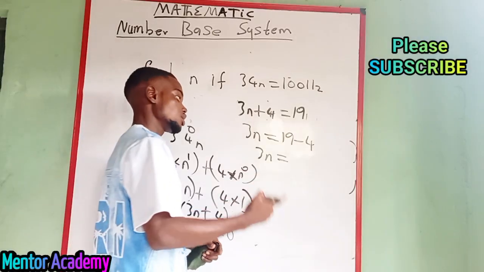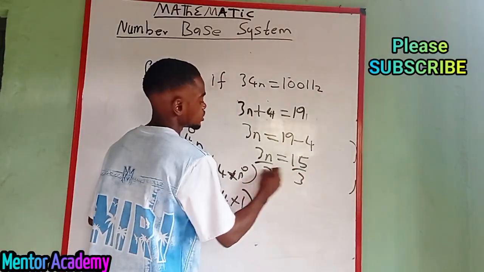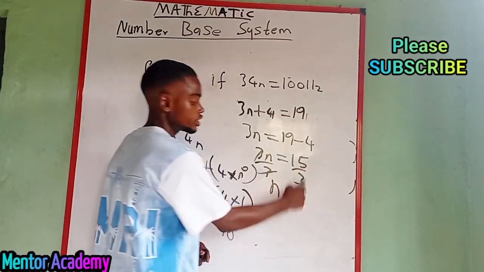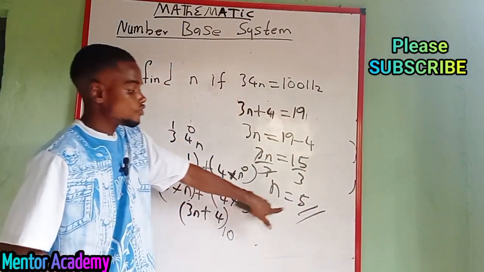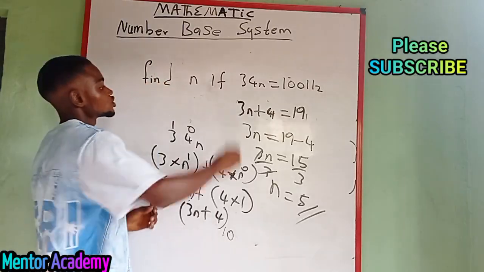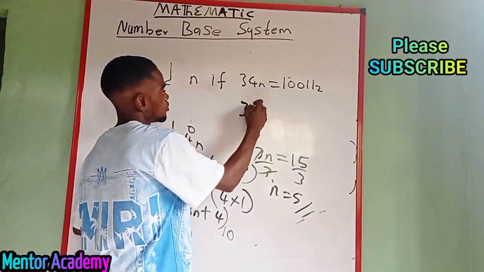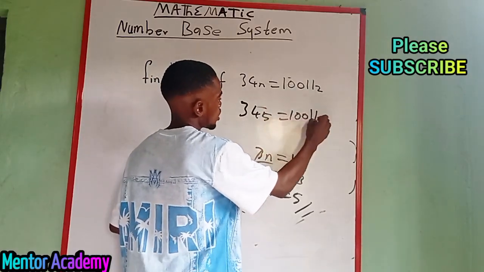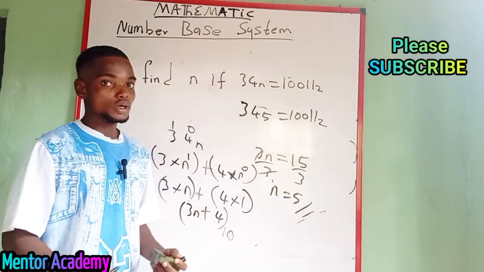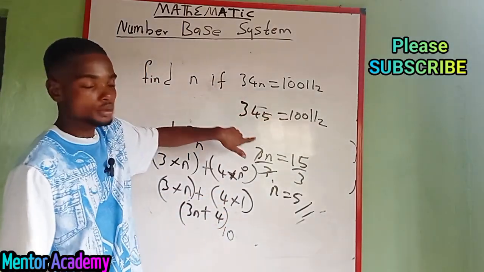So now 3n is equal to 19 minus 4, which is going to give us 15. Now we divide by 3 and divide by 3. 3 cancels 3, n equals 15 over 3, which is going to give us 5. So that our n value here is 5. So we can write this as 34 base 5 equals 1011 base 2. So now that is the answer, which is 5. In the options you choose 5.